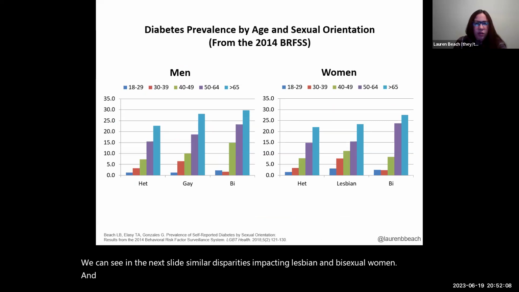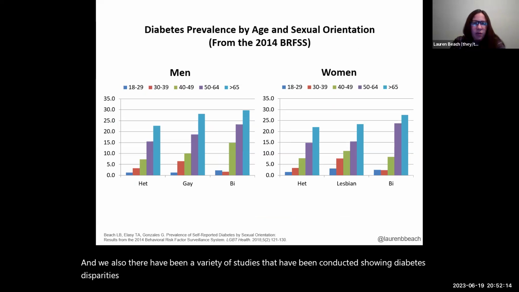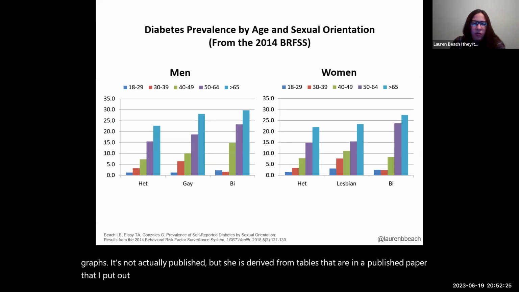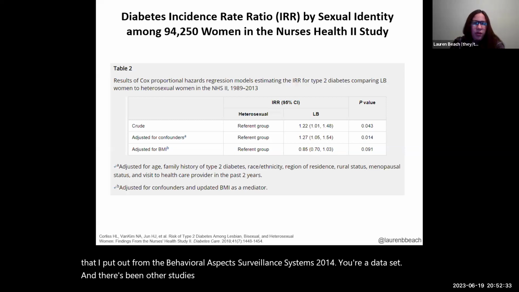There have also been a variety of studies showing diabetes disparities impacting sexual minority men and women, including some of my own studies. This is a graph that's not actually published, but it is derived from tables in a published paper that I put out from the Behavioral Risk Factor Surveillance System 2014 data set. There have been other studies that support that there are diabetes disparities impacting these populations.